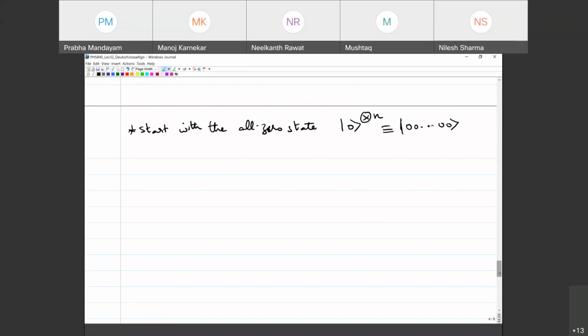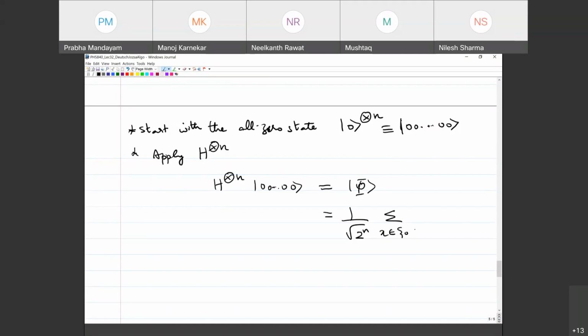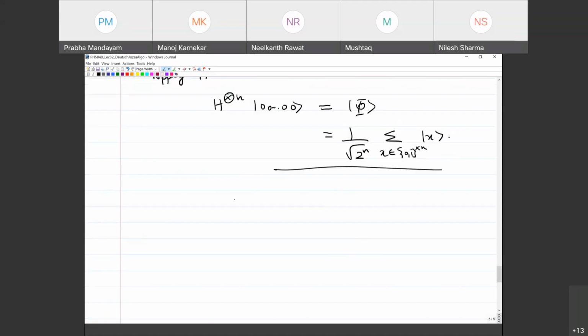Anyway, so the way to do this, these are indeed the steps of the algorithm now. So apply H tensor n. Hadamard tensor n on the all zero state gives us the state phi, which is a uniform superposition, sum over x belonging to {0,1} cross n, ket x. Okay. So this is the first part of the circuit done, right?